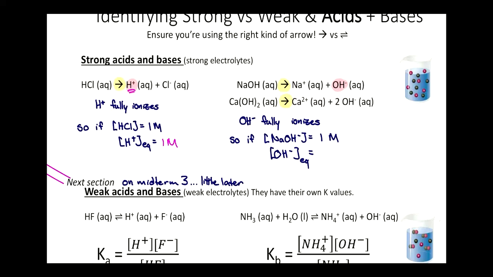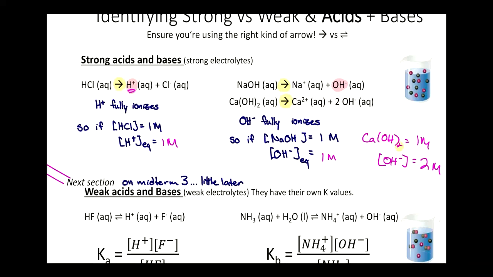So if I tell you that you have a solution and it's 1 molarity sodium hydroxide, what would be the concentration of hydroxide at equilibrium for that solution? 1 molarity, perfect. But what if I told you you had calcium hydroxide? That was 1 molarity. How much hydroxide? What's the concentration of hydroxide in that solution? Is it also 1 molarity? It is 2 molarity. Yes, it's 2 molarity. That one's a little bit different, and it's just because calcium hydroxide has 2 hydroxides per one unit. All right, so that's the only difference.